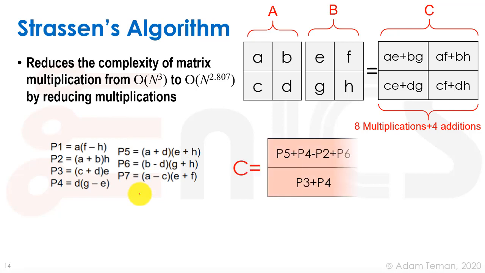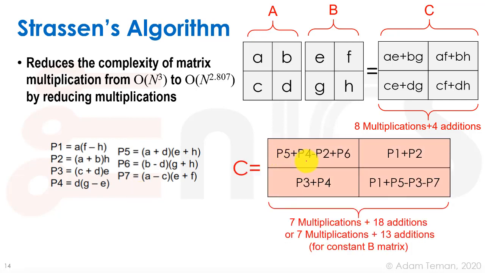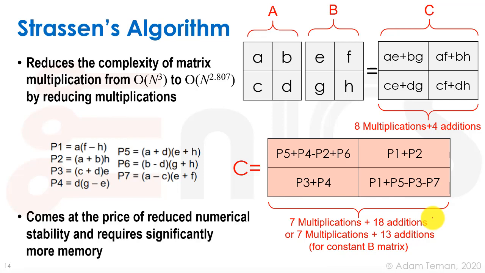Using those, we can rewrite the C matrix to be P5 plus P4 minus P2 plus P6, etc. If we look at this, it's a total of 7 multiplications and 18 additions. So we, again, were able to reduce a multiplication at the expense of many more additions. But if the B matrix is constant, which it will sometimes be, for example with filters, then we can reduce the number of additions heavily. This comes at the price of reduced numerical stability and requires significantly more memory, but it is one way to reduce the number of multiplications that we do.